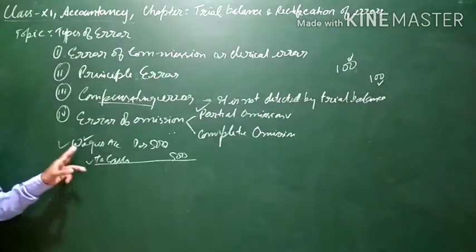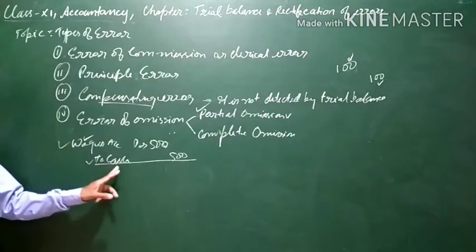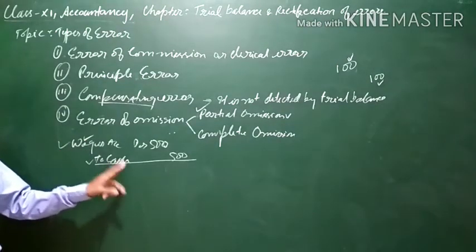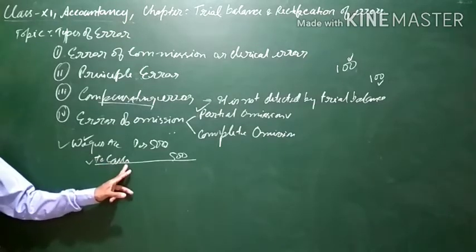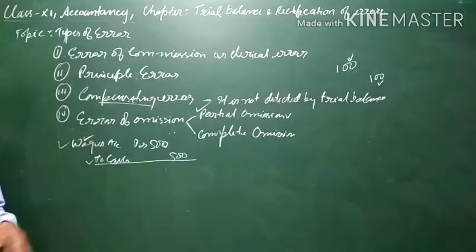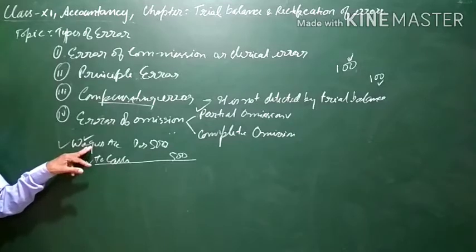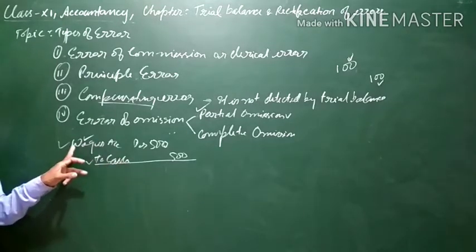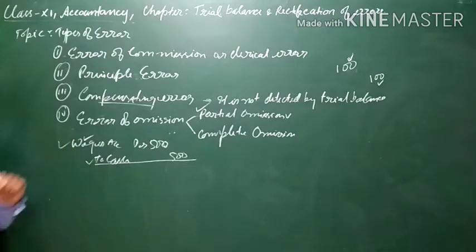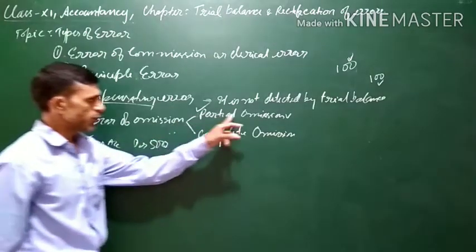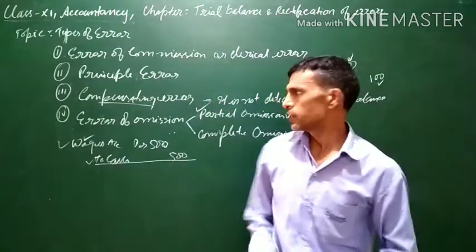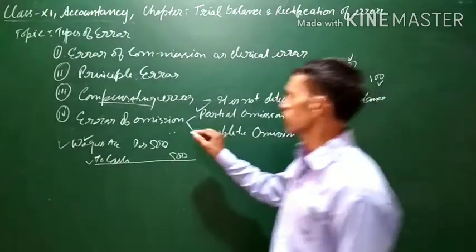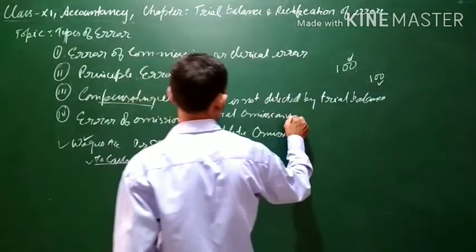Meaning one aspect of the transaction has been recorded and the other aspect has been omitted or not recorded. Or it can be vice versa also: the cash account has been posted in the cash account, but the wages account has not been posted to the wages account. So this will be called partial omission, and this type of error is detected by the trial balance.